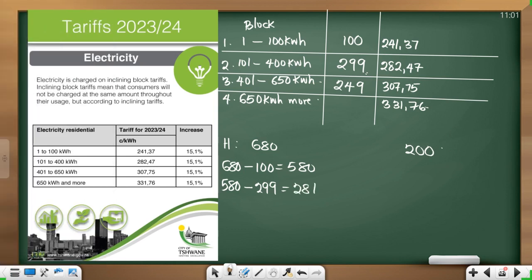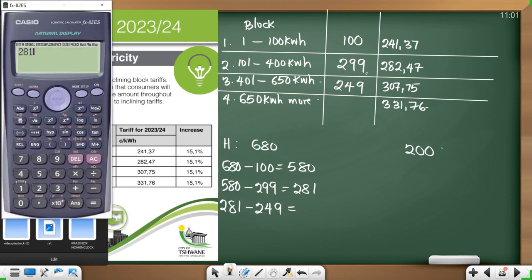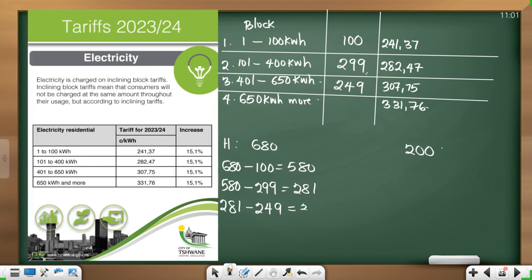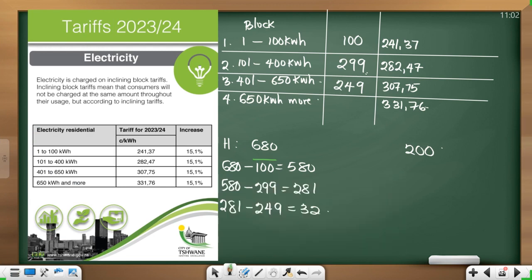Then I'll say 281. What's our next block? 249, which leaves 32. Remember, I must keep getting a positive answer. So this tells me I'm done because there are 4 blocks. Block 1, block 2, block 3, and block 4. I can't go beyond 4. So 100, 299, 249, and 32.